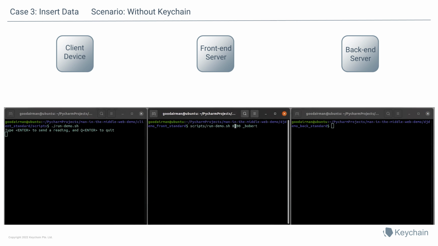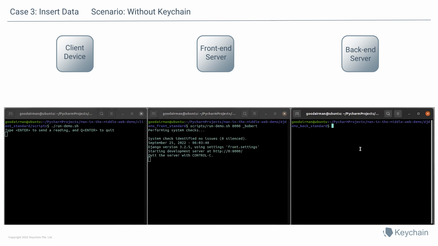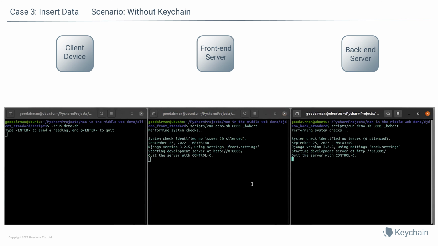And it's important that you understand we need to use port 8000 because that's what it's configured for when running without Keychain. You'll see why in a minute. And the backend server, we start it running on port 8001. So now they're all running without Keychain.